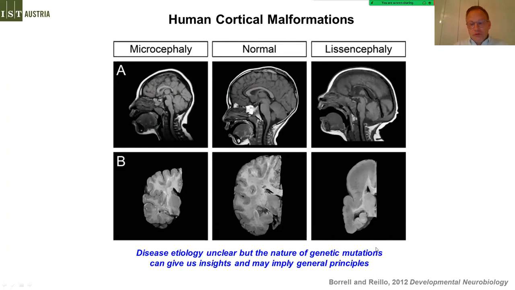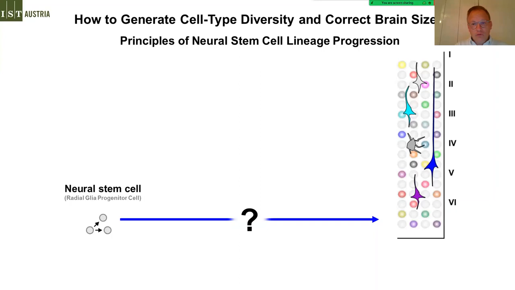And this is kind of our inspiration for our approach to actually use functional genetics in order to address these malformation based on the mutations. Now, for today, I really want to focus on the question how you generate cell type diversity out of a radial glial progenitor cell. In other words, how does a very small pool of stem cells actually generate all these different types of cells here in the cortex? So there's a big question, of course, to address.